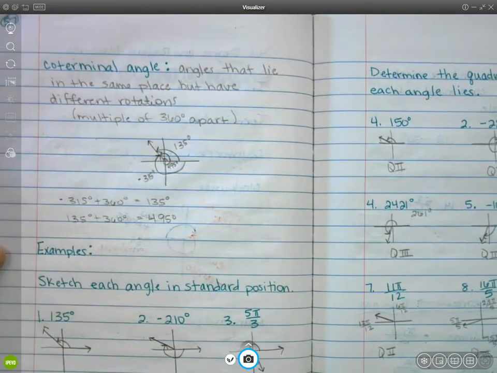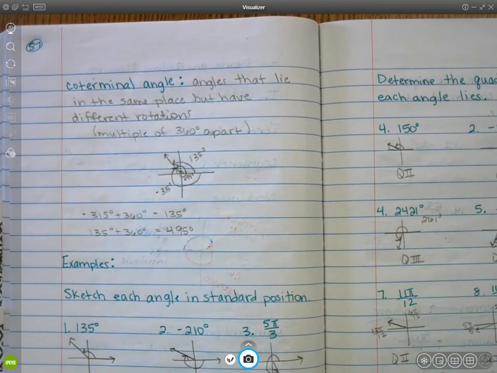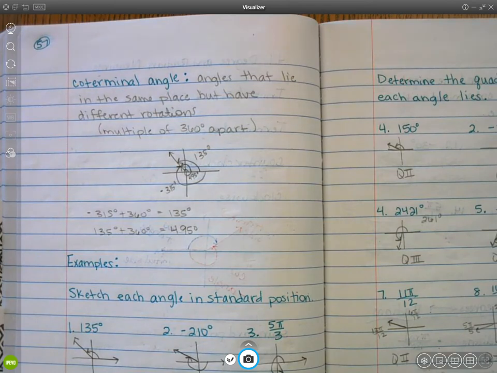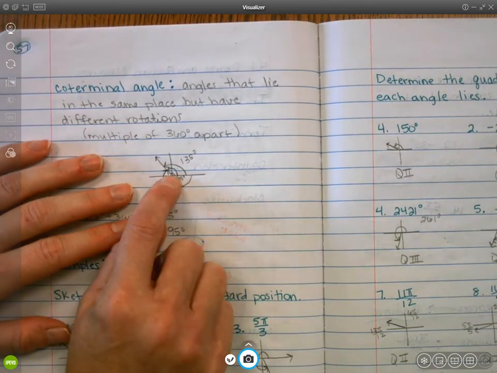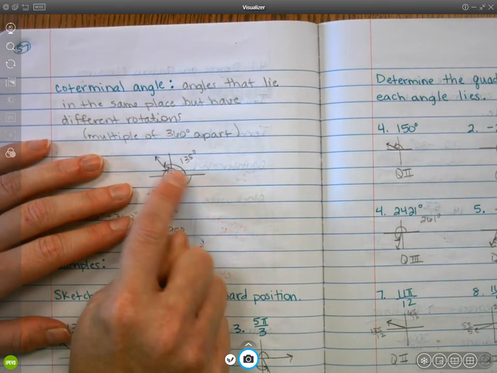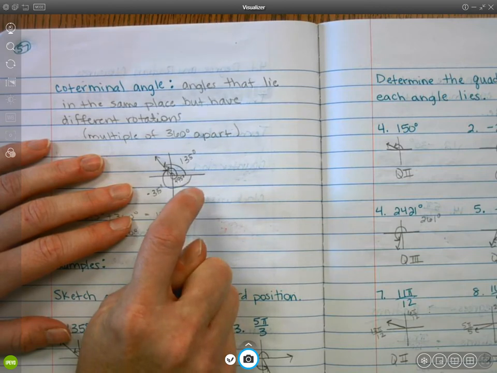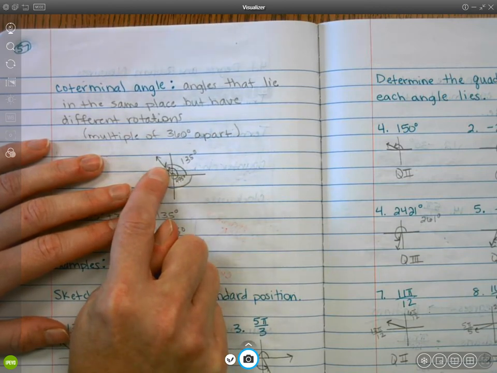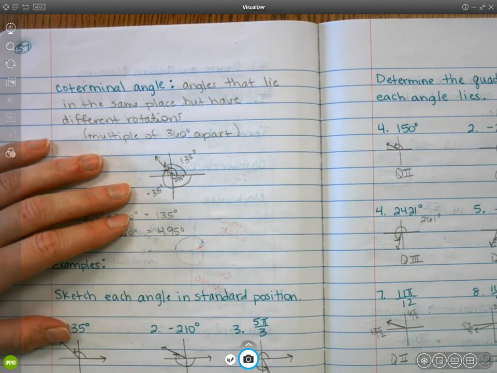All right, coterminal angles are angles that lie in the same place but have different rotations. So they're going to be a multiple of 360 degrees apart. So this particular angle that I drew here is at 135 if I just go straight there. But I could go backwards there and have a negative 315 as that angle.